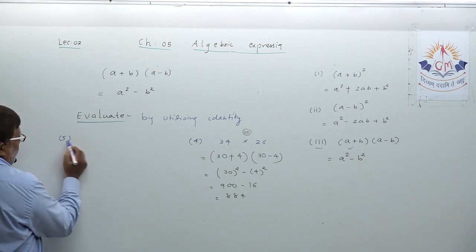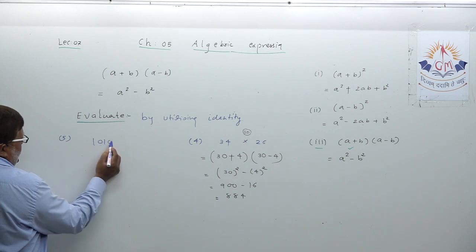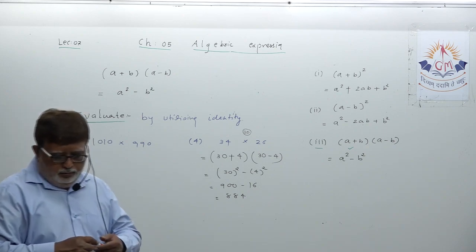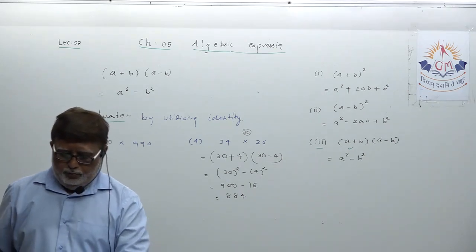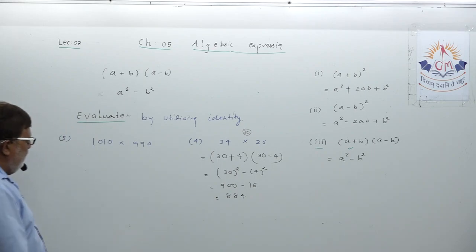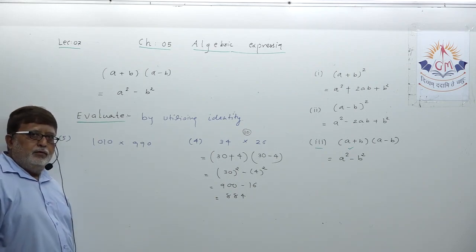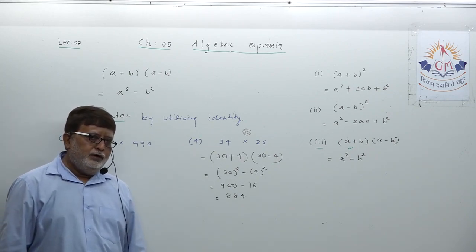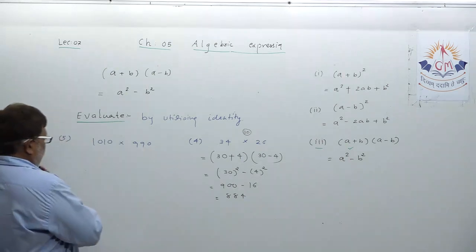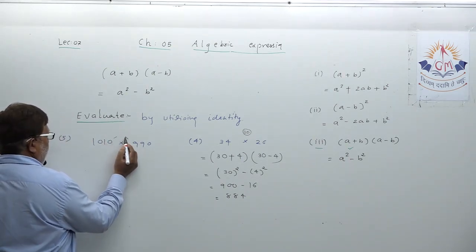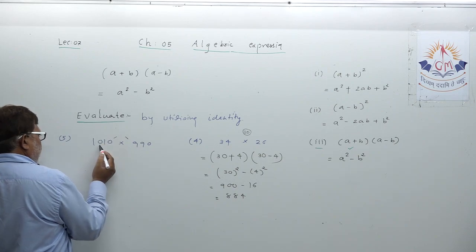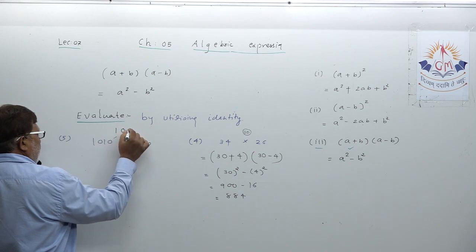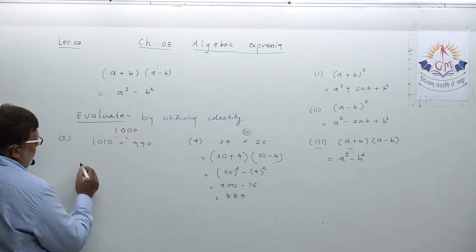suppose one more, dear student, 1010 into 990. A two-number product needs to be done. Both numbers are mentioned here. 1010 into 990. Think of a number nearer to both of these. This is 1010. This is 990. So the number nearer to them is 1000.